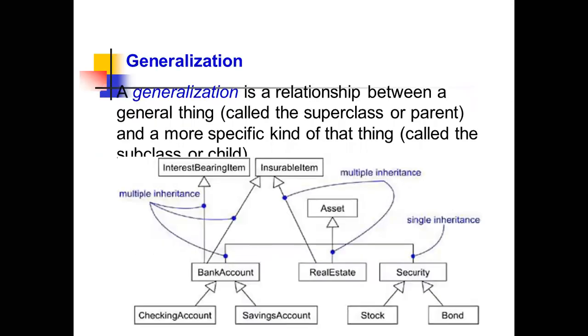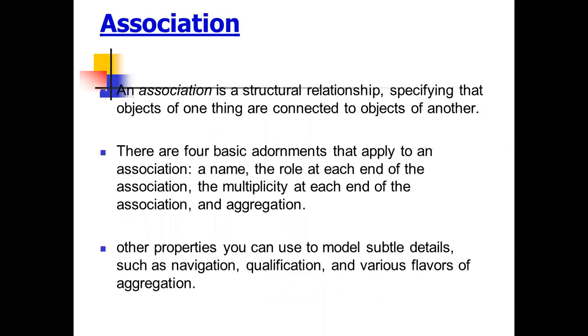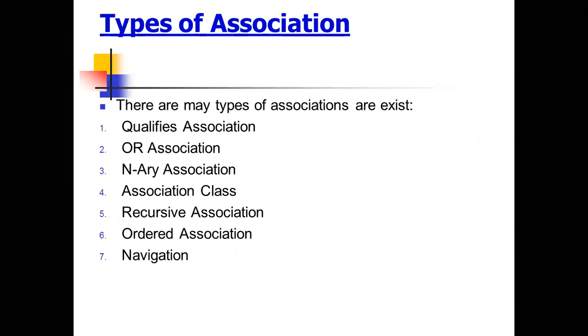Then we have seen generalization. We are going to use that generalization in inheritance, like an is-a relation. We have also seen association and aggregation. So today we are going to continue with association. There are many types of associations: qualified association, or association, n-ary association, association class, recursive association, ordered association, and navigation.